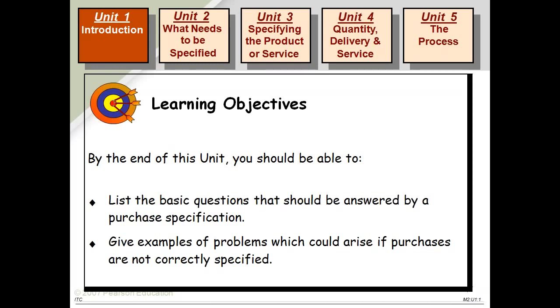Introduction means what are the things which can be answered by purchase specs. When we say specs, what does it answer? What does it cover? Then we also give an example of the problems which could arise if specs are not done correctly. So understanding what specs should cover, and what implications there could be if specs are not properly defined. So that's the introduction part, and let's walk through this.